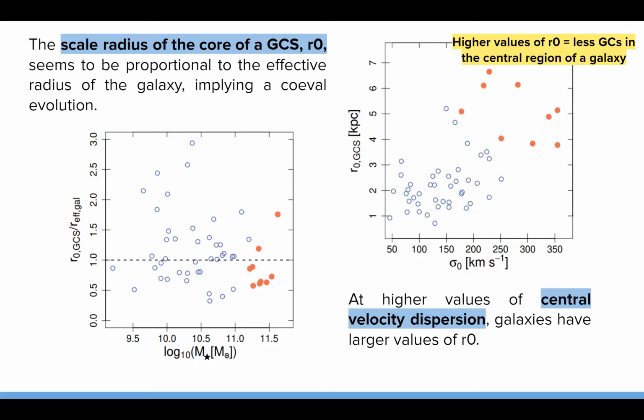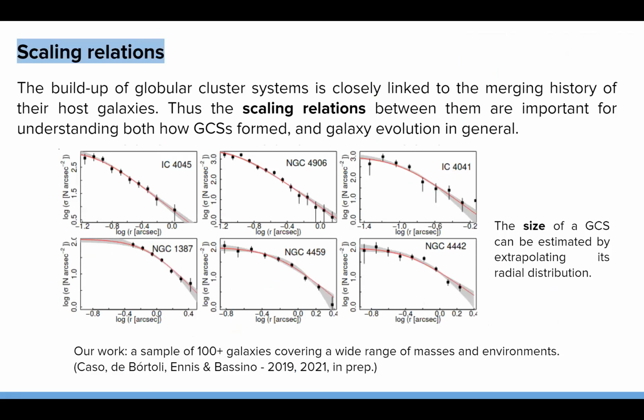When you fit the radial distribution, we fit Sérsic profiles to this radial distribution, and we fit two parameters, which are basically the scale radius and another one, which I cannot remember right now.